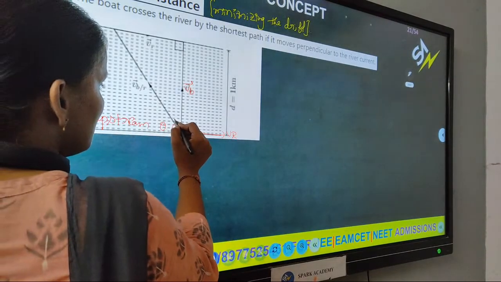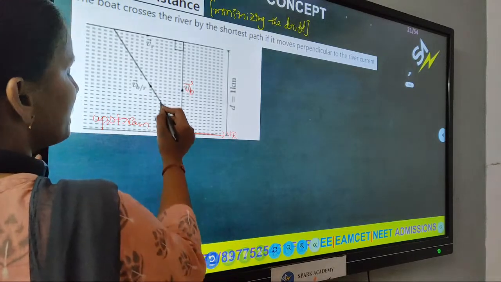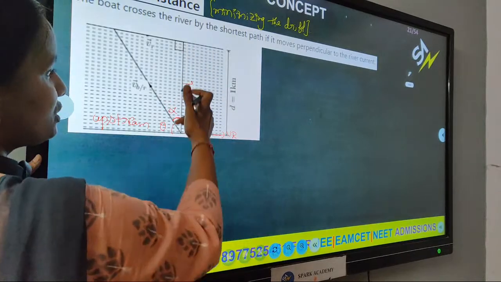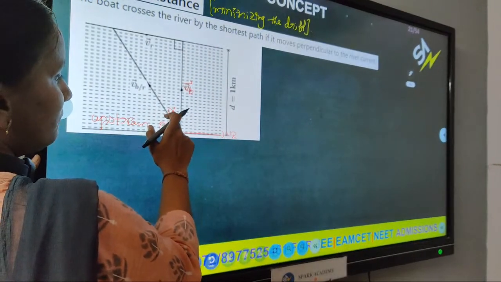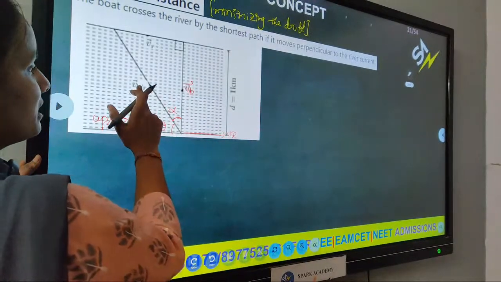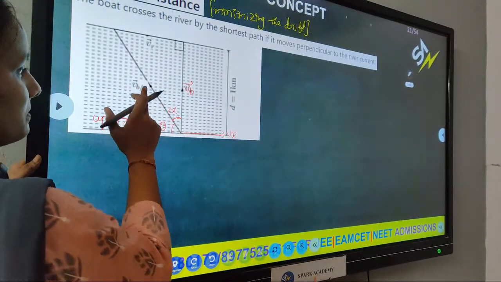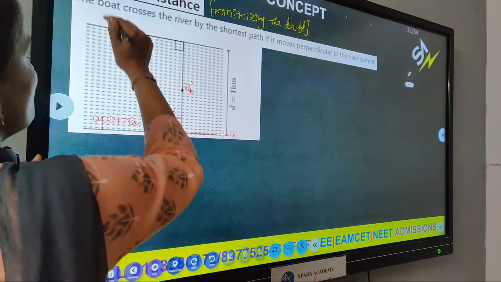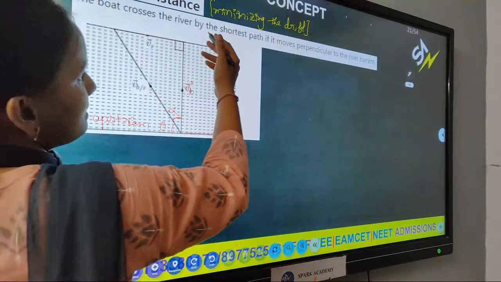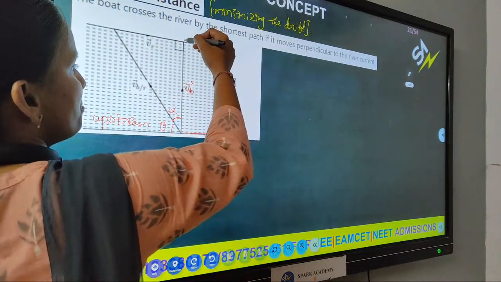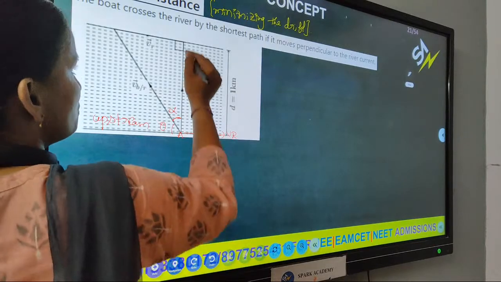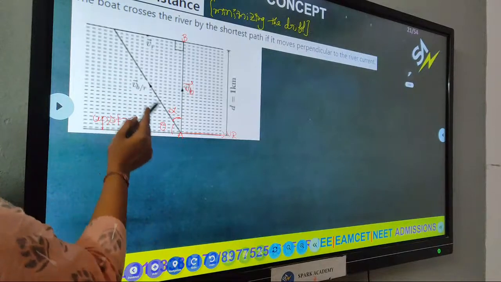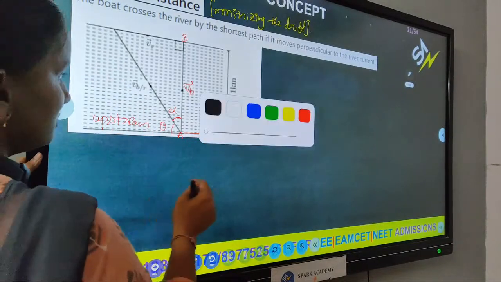And we can take the angle made by the direction of the boat with the shortest distance as alpha. So we are going to find the angle made by the direction of the boat with upstream and the direction of the boat with the shortest distance. In the shortest distance, there is no drift. So he can reach the opposite bank directly from point A to point B. And this is the relative velocity of the boat.